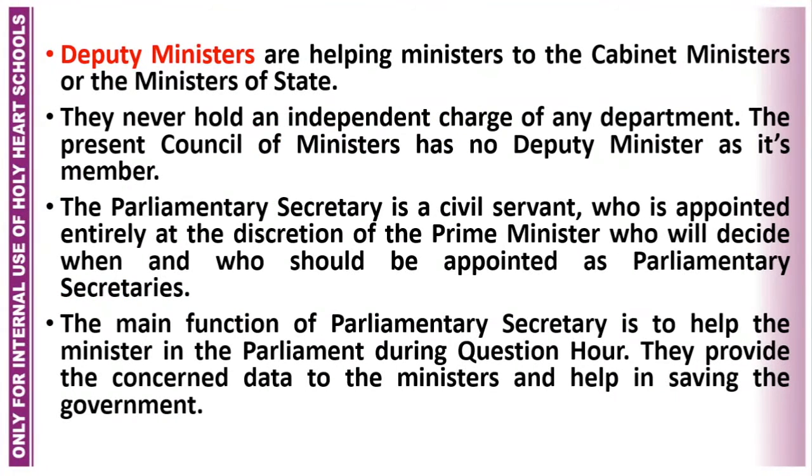The third category of ministers is deputy ministers, and they are helping ministers to the cabinet ministers and ministers of state. They never hold an independent charge of any department. The present Council of Ministers has no deputy minister as its member. The parliamentary secretary is a civil servant who is appointed entirely at the discretion of the Prime Minister, who will decide when and who should be appointed as parliamentary secretary.